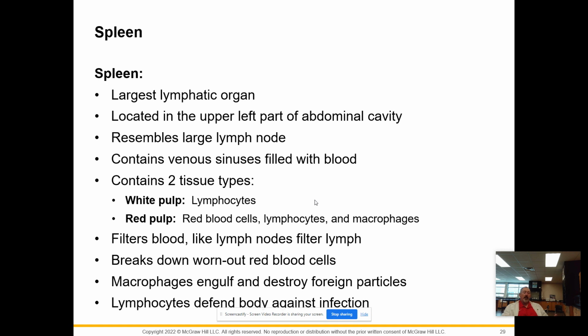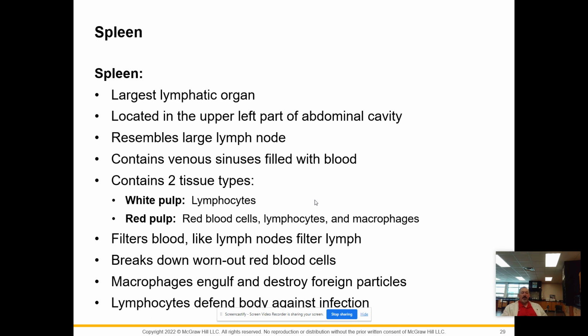It's going to look a lot like a lymph node, and it's going to be composed of two different categories, two different types. That's going to be called white pulp and red pulp. In white pulp, it's going to be loaded with lymphocytes. Now, the red pulp is kind of interesting. Red pulp is going to have red blood cells that are going to be there, along with the lymphocytes and the macrophages. But the main purpose of your spleen is to filter blood.